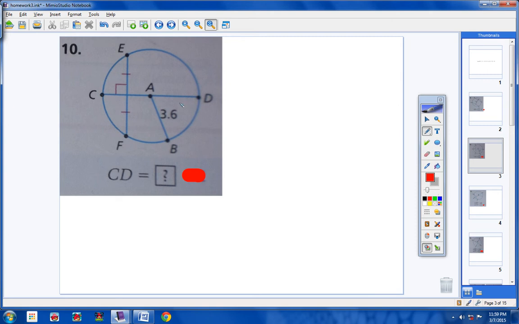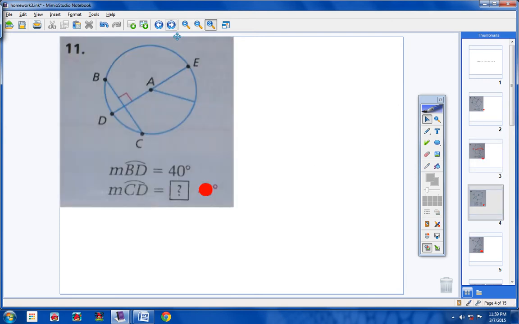CD is the diameter. Now, the radius is 3.6. So if AB is 3.6, then AD is also 3.6, and CA is also 3.6. So from here to here is 3.6. From here to here is 3.6. Add those two together, and you'll get 7.2 for the total of CD.